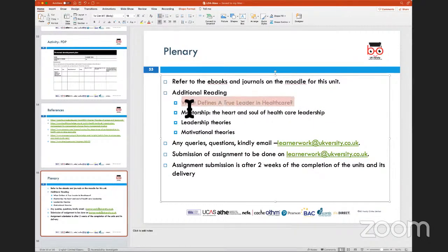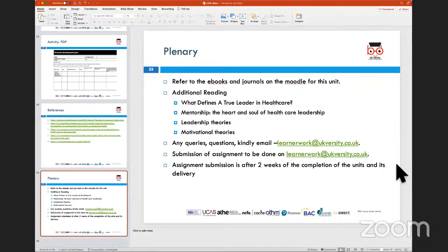There's an article which talks about what defines true leadership in healthcare, and then the other article which talks about mentorship, the heart and soul of healthcare leadership, which is going to be a good 10 to 15-minute reading. And I would encourage you to do that in order to develop a bit more understanding in terms of what we've discussed today with regards to learning outcome 4.